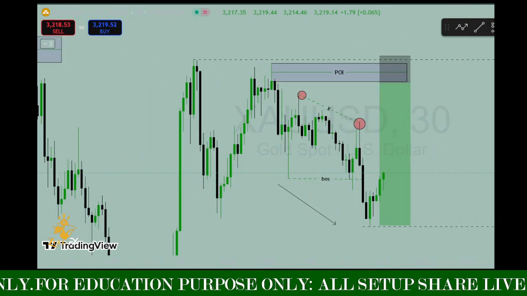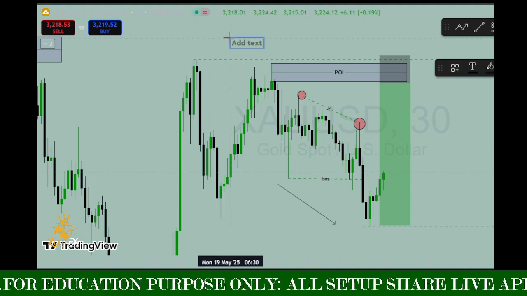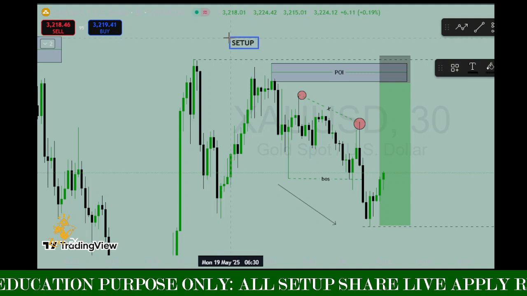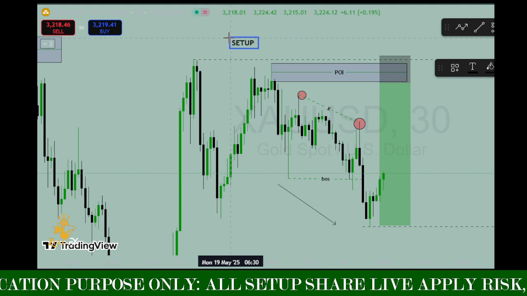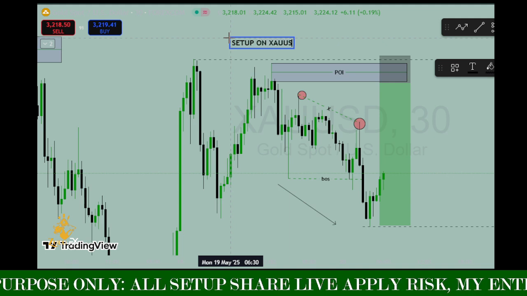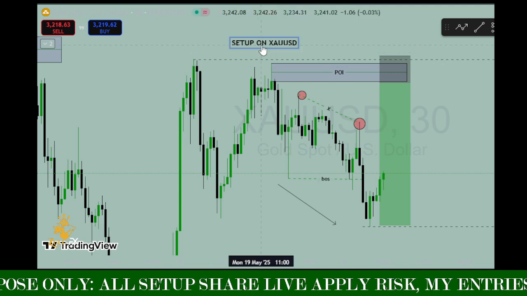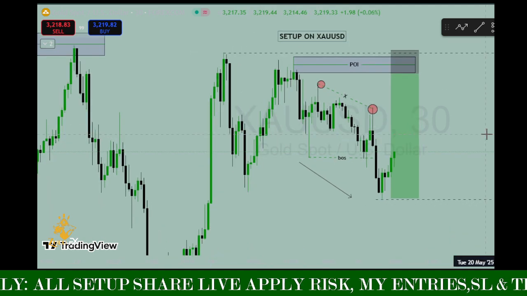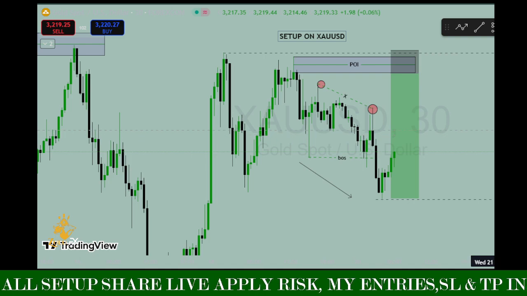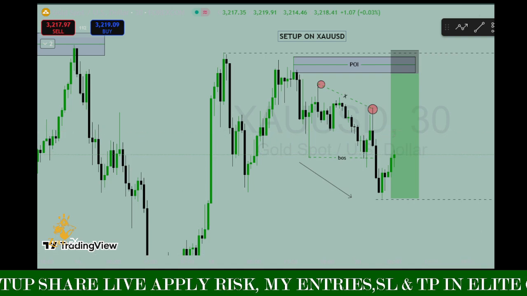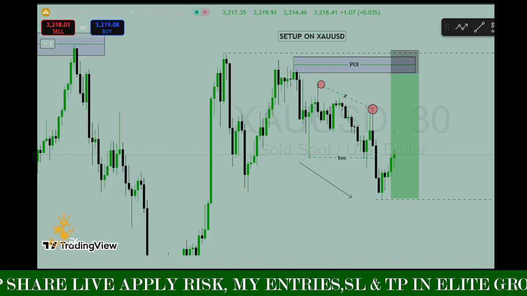So this will be a good sell for liquidity grab. So these are very valid sells. So these are setups. Okay. So this will be our setup on gold. This is how you usually find good entry point setups in the market using liquidity grab.